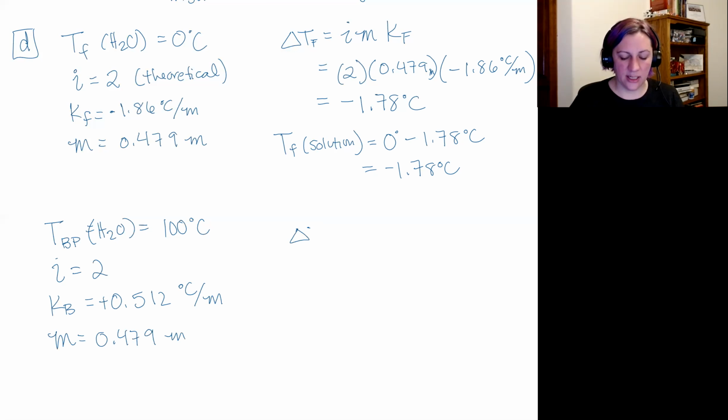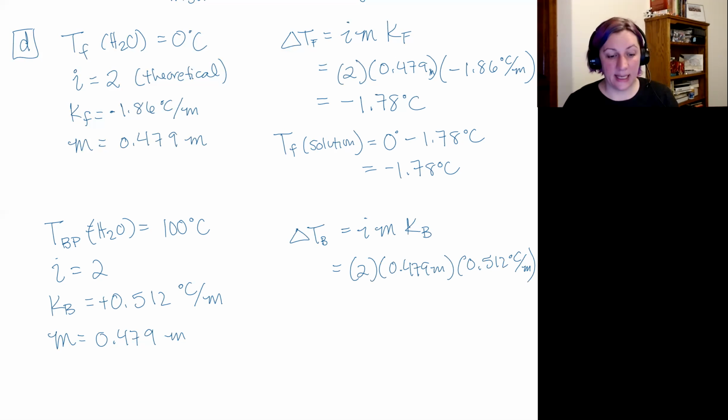So the change in temperature for my boiling point is going to be equal to that same equation. We're just replacing the Kf with a Kb. So our Van Hoff factor times our molality times Kb. So we're going to have our 2 times our 0.479 molal times our 0.512 degrees Celsius per molal.